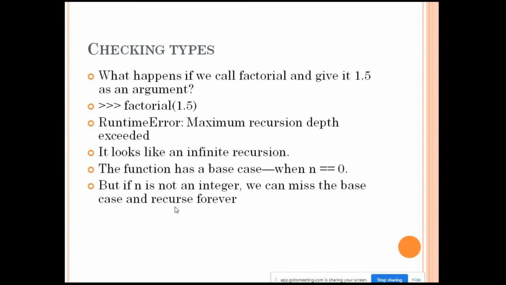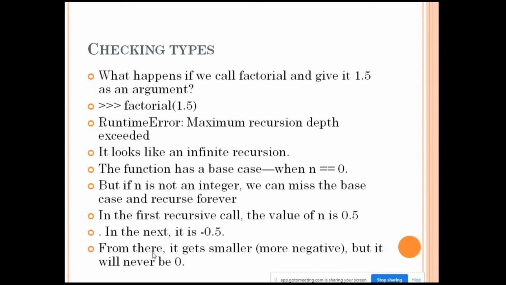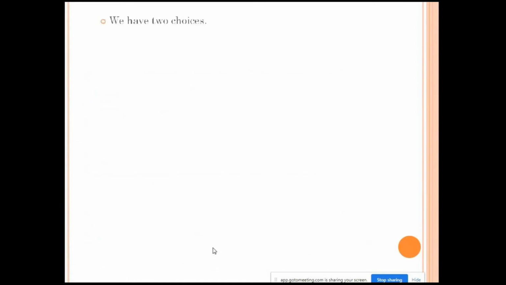It gives right results. Otherwise, if n is not an integer, we can miss the base case and recurse forever. In the first recursive call, n is 0.5. In the next, it is 0 minus 0.5. From there it gets smaller, but it never reaches 0. That's why it will be executed recursively infinite times.